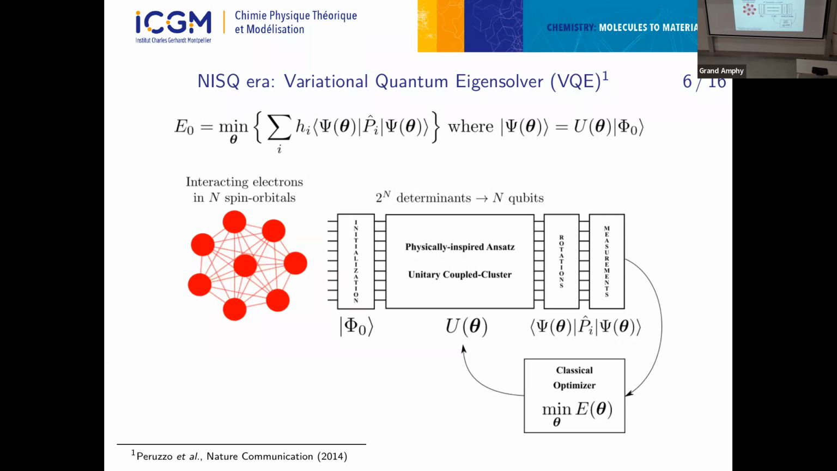Once the energy is measured, the classical optimizer on a classical computer will give you a new set of parameters, and you do that again and again until you minimize your energy, and hopefully you get an energy close to the ground state.